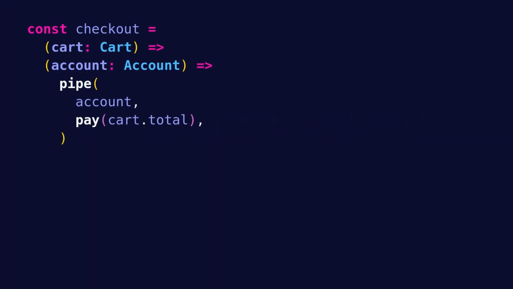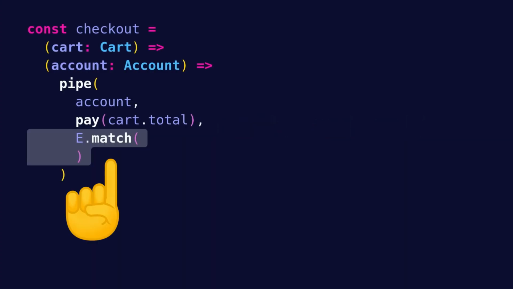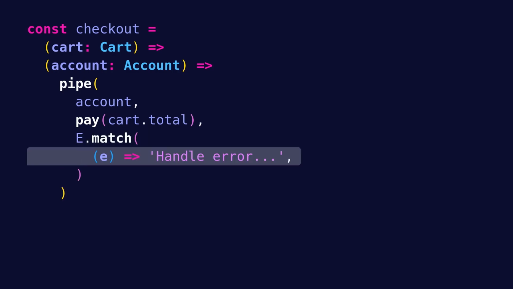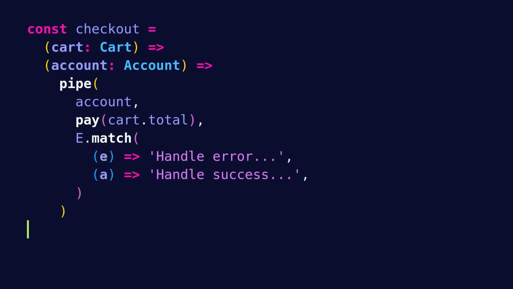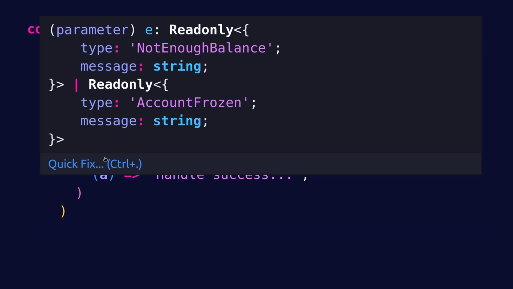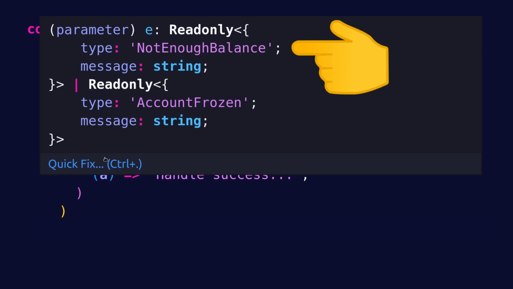Going back to checkout, we can pattern match the Either returned by pay, and in the left case, we get the error and can take an action that handles that error. Note that for now, I am just returning a string since we haven't seen yet how to do side effects with fp-ts. Then, in the right case, we get the updated account and can take some action to handle the success. Now, when handling the error, we see that it is correctly typed as AccountFrozen or NotEnoughBalance, which is much better than having unknown.